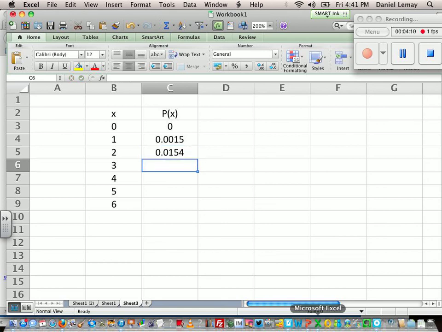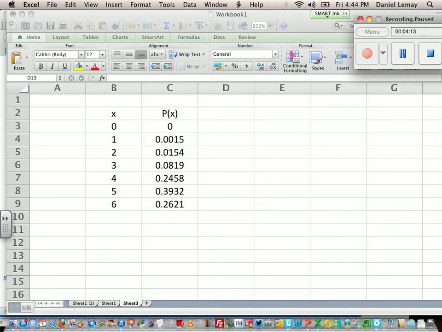Okay, and then we're going to go back. So I finished filling this in. I didn't figure you guys needed to see me switching back and forth between the web page. And so here's the probability distribution for this binomial experiment.